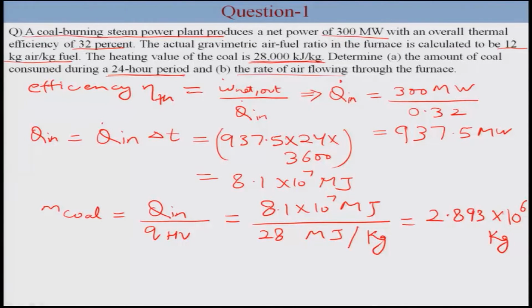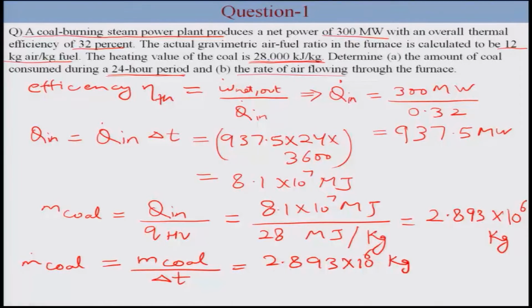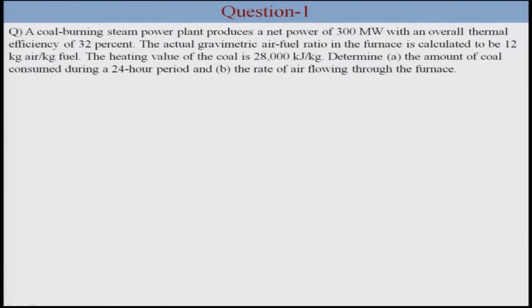From this we can also calculate the rate of coal which should be given as input by dividing the mass of the coal by time. So the rate of coal is mass of coal divided by time. So this is 2.893 into 10 to the power 6 kg divided by time, which is 24 hours, so 24 into 3600 seconds. So it is equal to 33.48 kg per second.